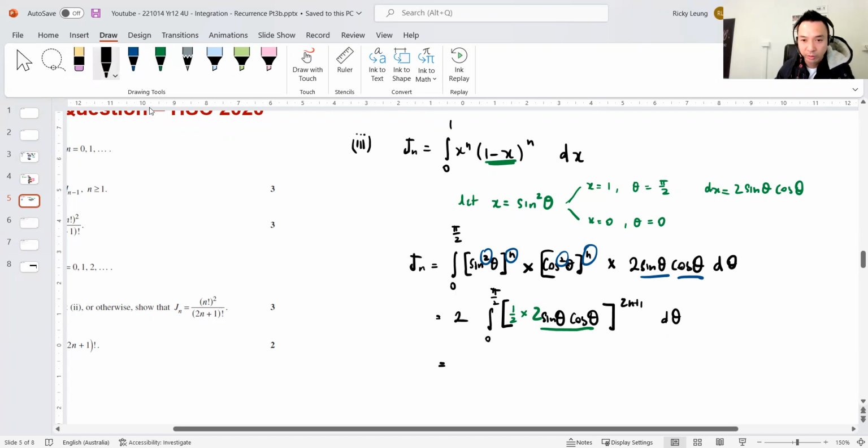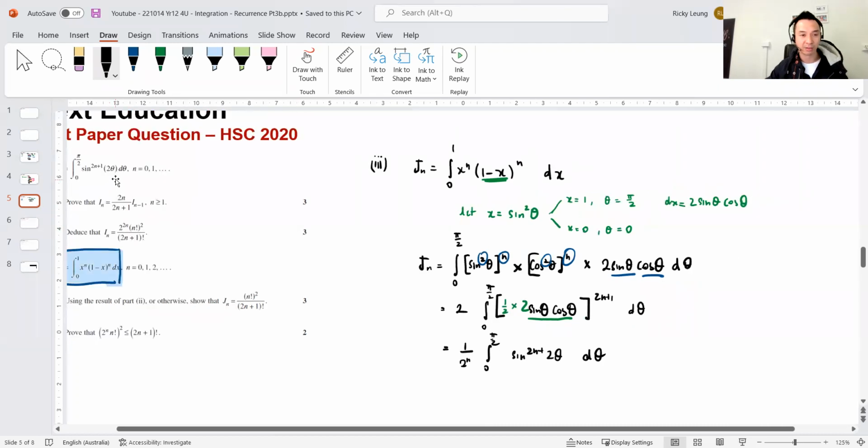So when I take that 1 on 2 to the power of 2n plus 1, there's already a 2 there. So when I take it all outside, it becomes 1 on 2 to the power of n, right? Does that make sense? Yeah, because that's 1 on 2 to the power of 2n plus 1. When I take it out, there's a 2 there to cancel out one of them. And then what's left inside? Sine double angle to the power of that, which we all know that is In.